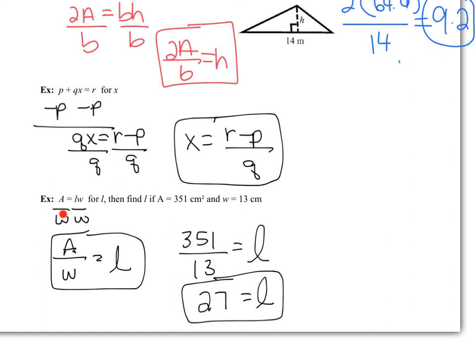Here we're isolating L, which is being bothered by W. W is multiplying, so we're going to divide both sides by W. So length equals area over width. And then I plug in the area and the width to find the length, which would be 27. So again, if I wanted to find different lengths for various areas and widths, this would be the rewritten formula I would use, because then I don't have to isolate every time.